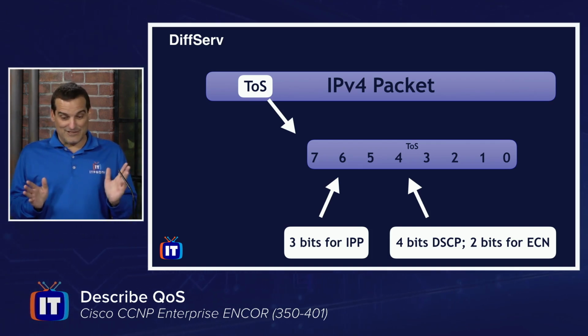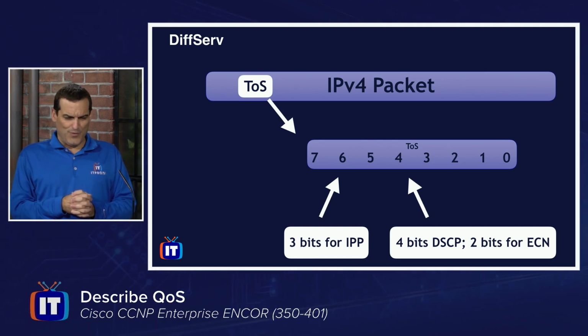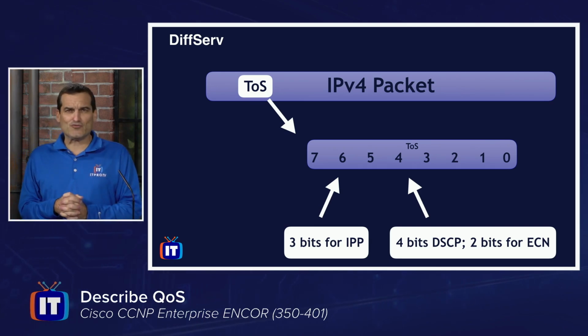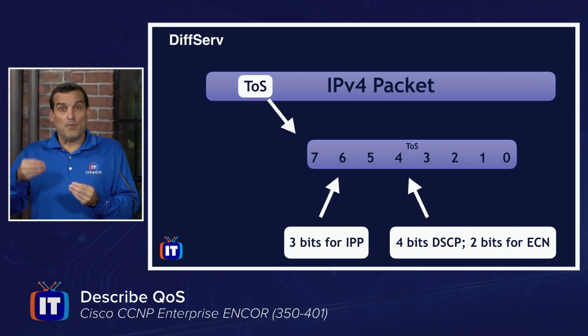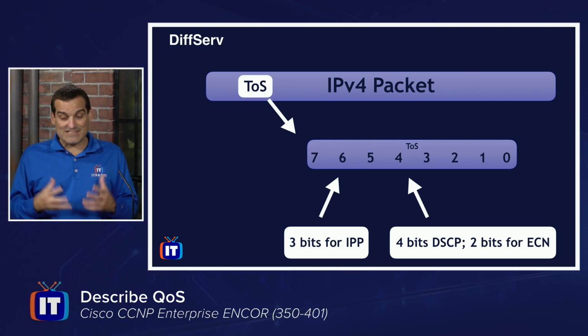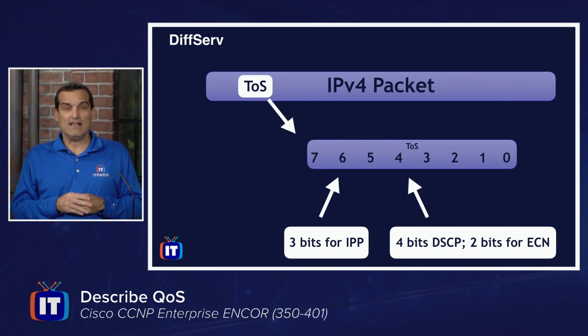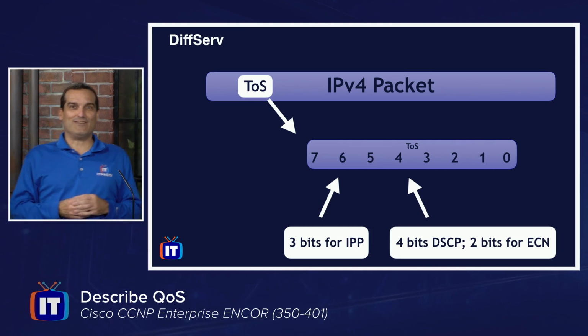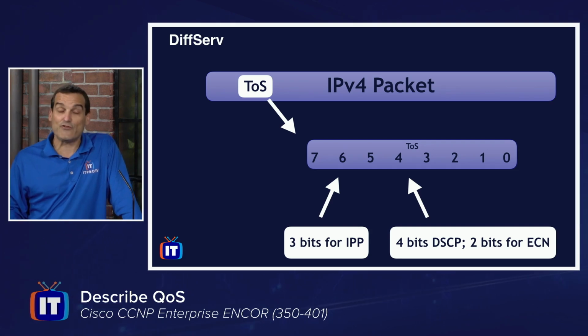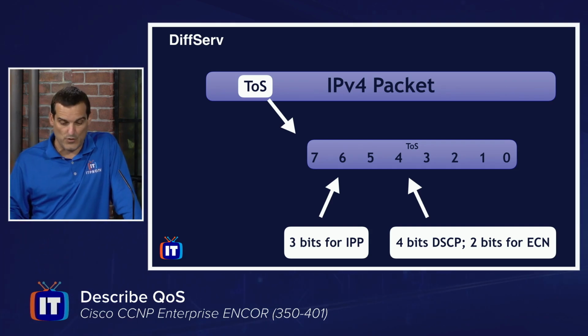Great. But it didn't take long for the engineers to go, boy, we sure are wasting bits. Wouldn't it be great to give meaning to those other bits in that field? And that's what DSCP gives us. So the new and improved methodology that we've used for a long time now, actually it's not that new anymore, is the differentiated services code point approach.